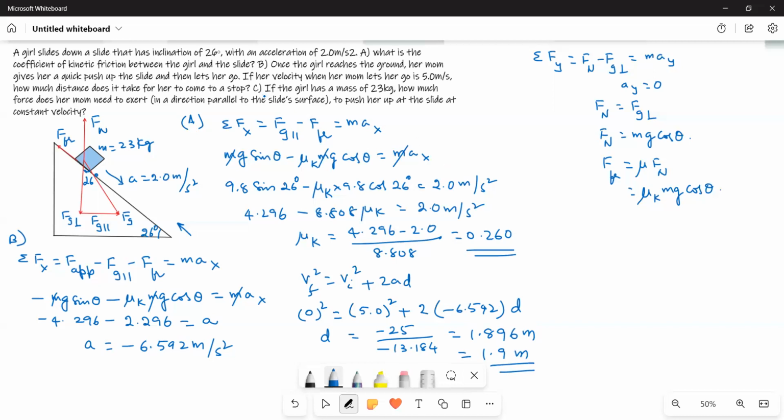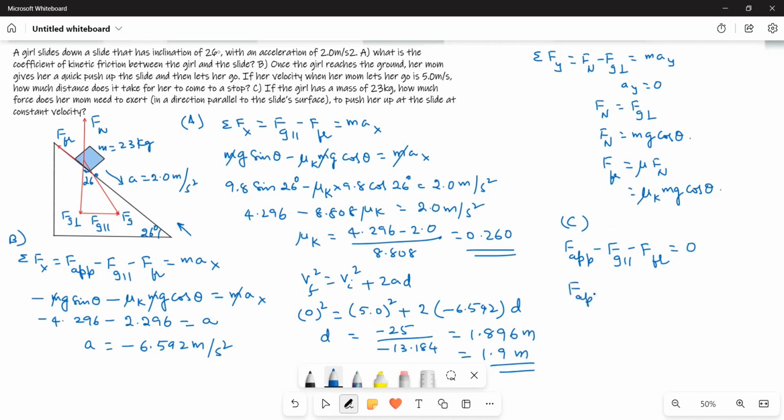Now, C bit. If the girl has a mass of 23 kg, how much force does her mom need to exert to push her up the slide at constant velocity? So for that, we will find out mass into acceleration. Same equation. So we have to find out F applied. So F applied minus Fg parallel minus F friction is equal to 0, because she is moving with constant velocity, so this must be equal to 0.